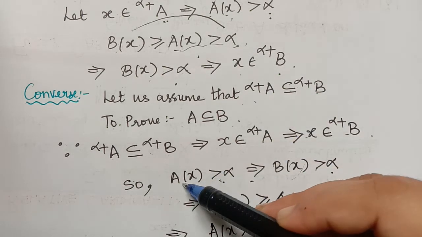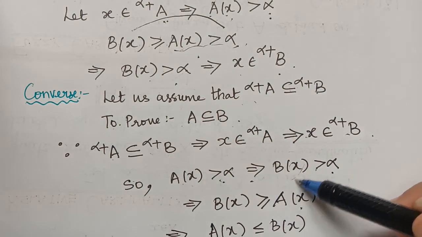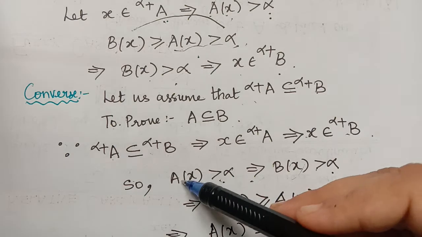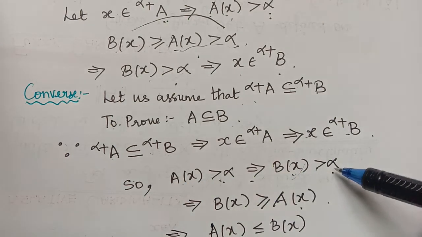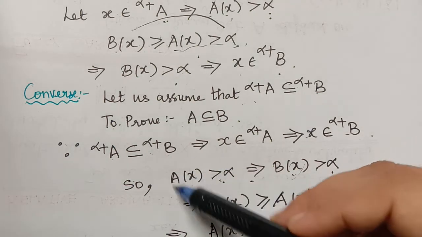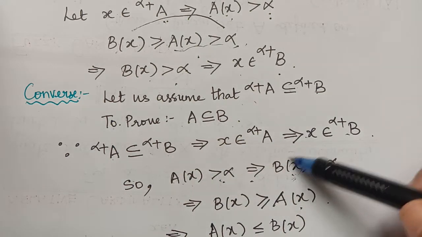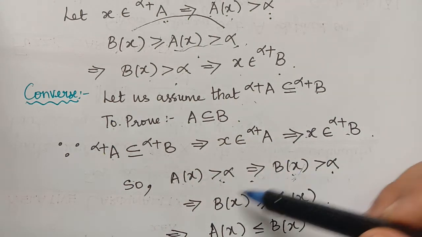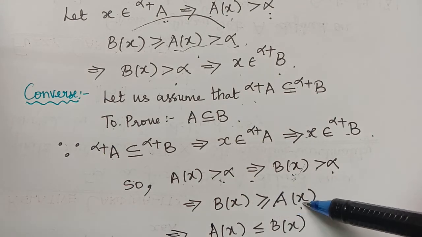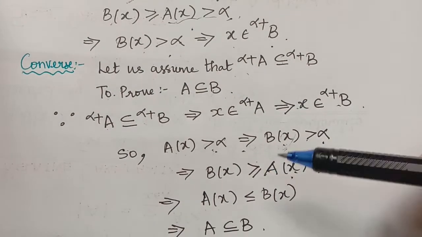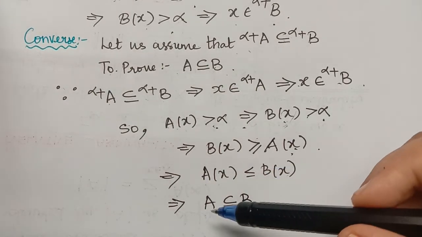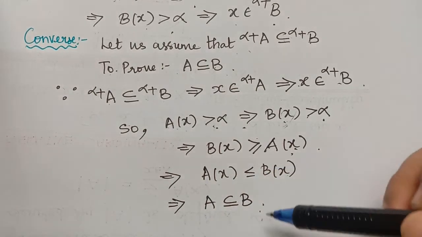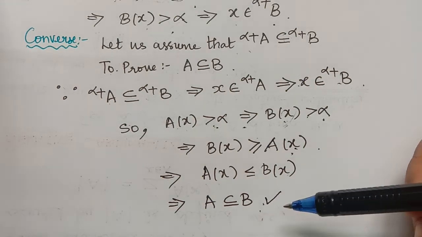So because this implies this, we can say that B(x) is greater than or equal to A(x). Because both are greater than alpha, we don't know what these actually are, but one thing we know is both are greater than alpha, and this greater than alpha implies that this is also greater than alpha. So therefore B(x) will be either greater than or equal to A(x). So from this we can rewrite this as A(x) is lesser than or equal to B(x), and hence A is a subset of B. So we have proved the converse part also.